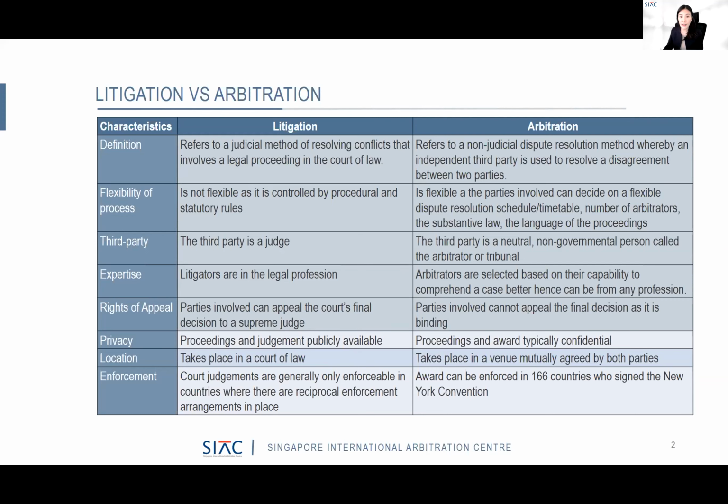In arbitration, there is also a single forum which avoids the filing of multiple parallel court proceedings in every jurisdiction, for instance, where the patent has been infringed. And finally, in contrast to court judgments, arbitral awards are readily enforceable in 166 countries under the New York Convention. This convention requires contracting states to recognize and enforce arbitral awards from other contracting states.